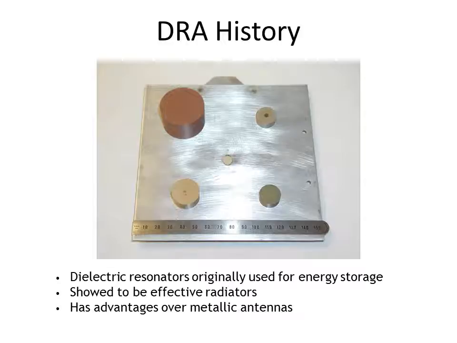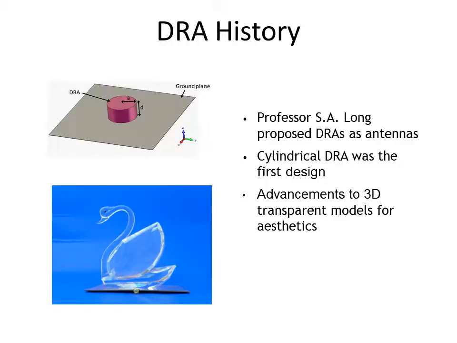Some other advantages include the small size, low cost, good bandwidth, and easy excitation, as explained in other slides. The dielectric resonator antennas and metallic antennas shared many attributes, which is the reason why the DRAs were a good replacement option to the metallic antennas. One of the first dielectric resonator antennas was a cylindrical DRA proposed by Leung. There are many different types of DRAs now. For example, the 3D transparent models that are now used for aesthetics, like the glass swan you see here.